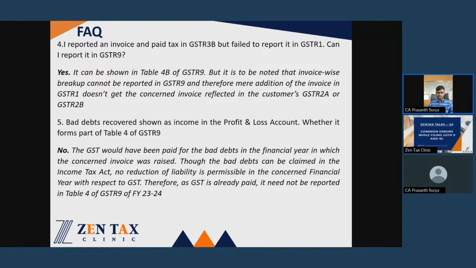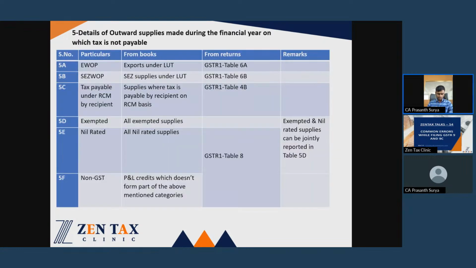Next is bad debts recovered shown as income in the profit and loss account, whether it forms part of table 4 of GSTR9. No, generally bad debts recovered, because you would have already paid GST for that. You would not have subsequently claimed any benefit under the GST Act. You would have claimed benefit only under the Income Tax Act. So any bad debts not reported, you need not report it again. If you have not reported in the corresponding year, you report it here. But otherwise, it's not needed because the liability would have already been discharged in that year.